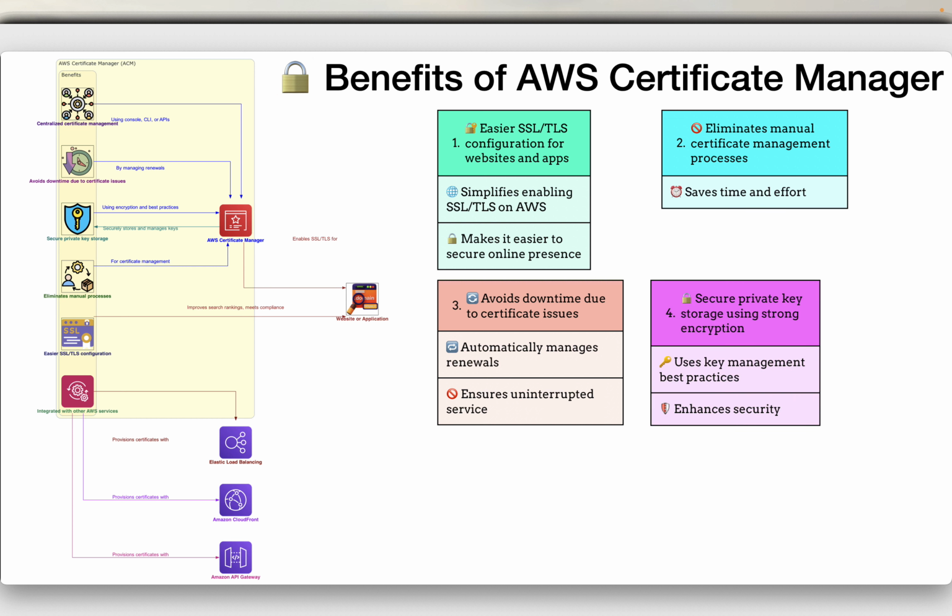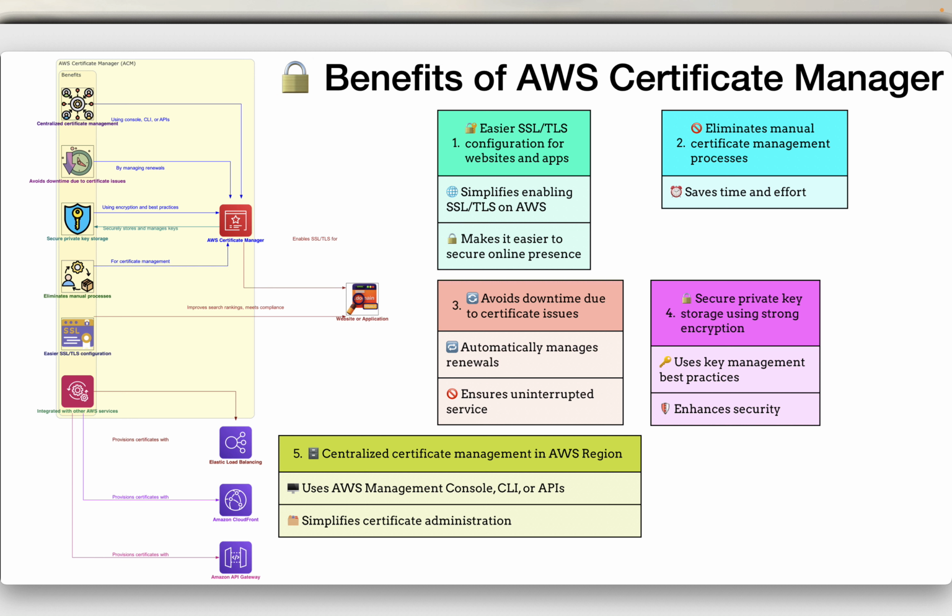ACM helps you avoid downtime caused by misconfigured, revoked or expired certificates by automatically managing renewals, ensuring uninterrupted service. When you use ACM to manage certificates, the private keys are securely protected and stored using strong encryption and key management best practices, enhancing security. ACM allows you to use the AWS Management Console, CLI or ACM APIs to centrally manage all of the SSL/TLS ACM certificates within an AWS region, simplifying certificate administration.